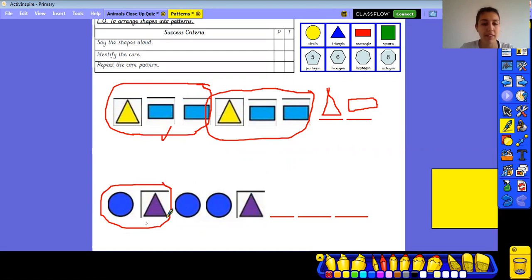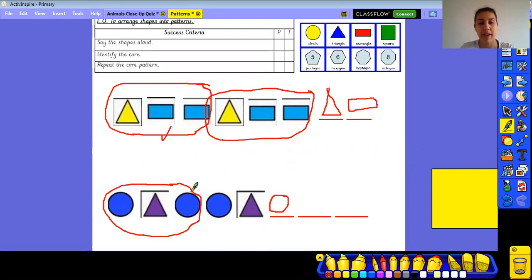Circle, triangle. If this is my core, then I will get circle, triangle, circle, triangle. Is that right? No, so if that pattern is not being repeated, then what that means is my core is incorrect. It's not right. So let's now extend that, including the next shape. So let's try this one. Circle, triangle, circle. Let's see if that's our pattern. Circle, triangle, circle. Circle, triangle. What should be here? Circle. So there we go. We found a core that works.